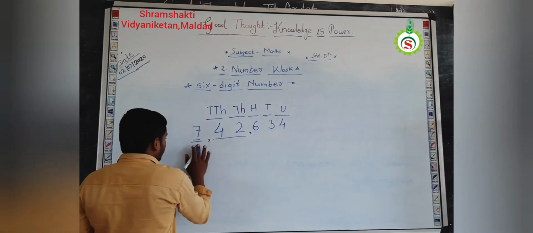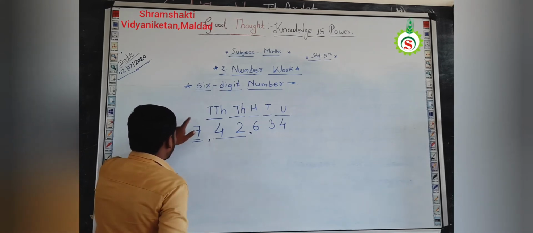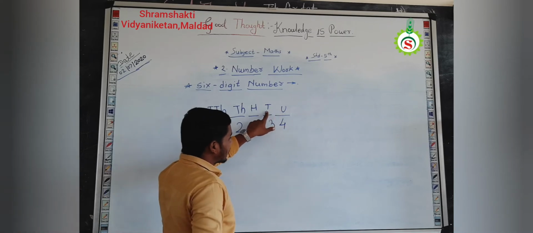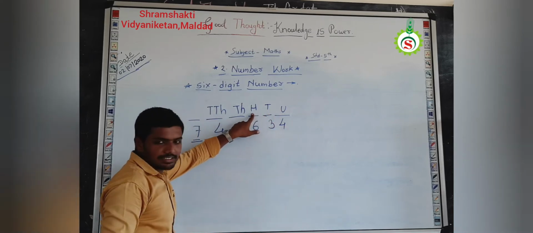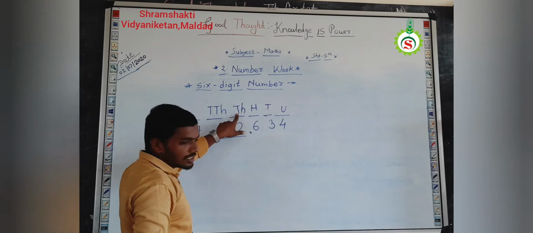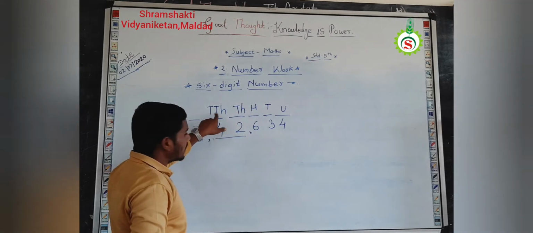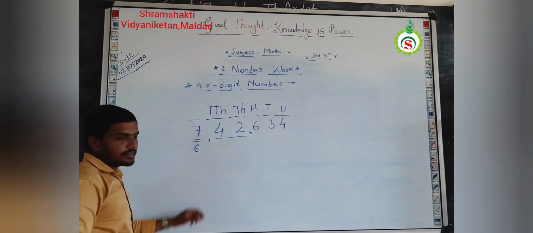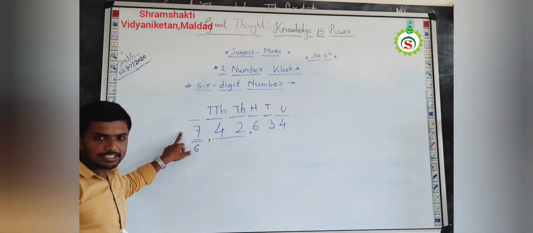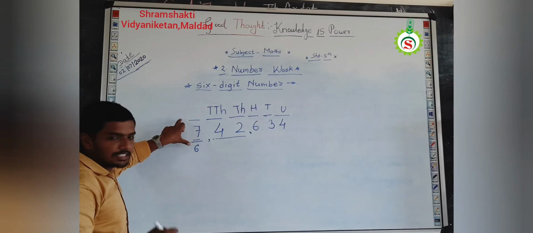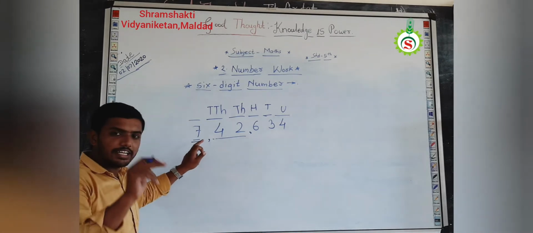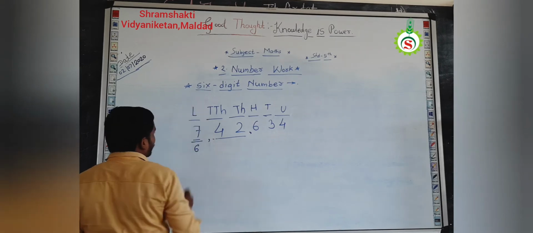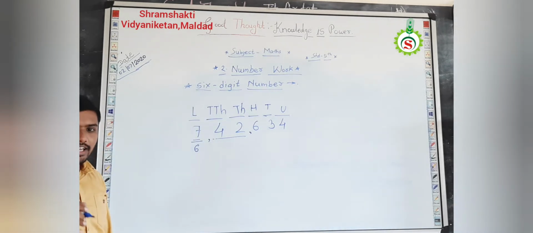Now you have to see which place that is. First one is unit, second is tens, third is 100, fourth place is 1000, fifth place is 10,000. Now that is the 6th place. We have to see which place that is. If there is a 6th place in any number, that place is called lakh, and it is indicated by L.